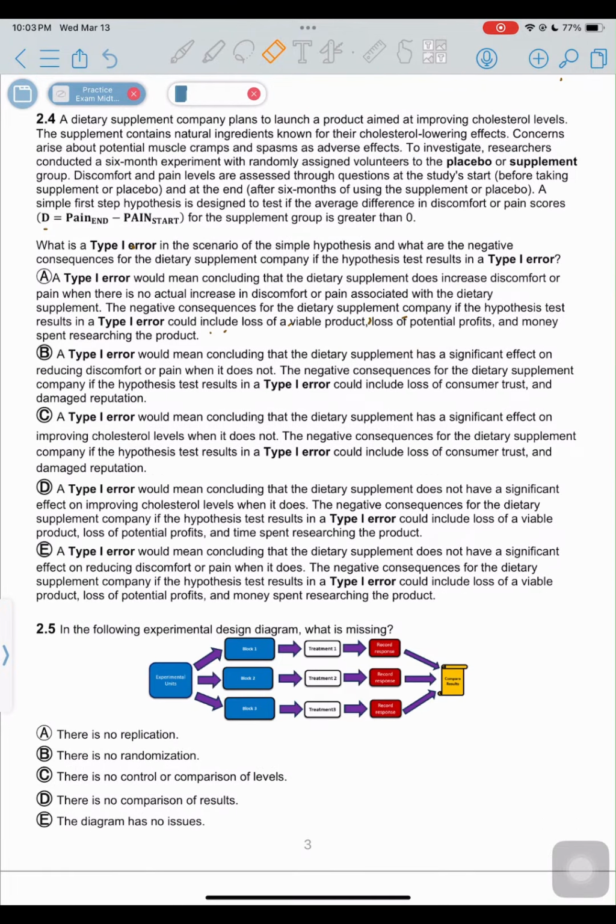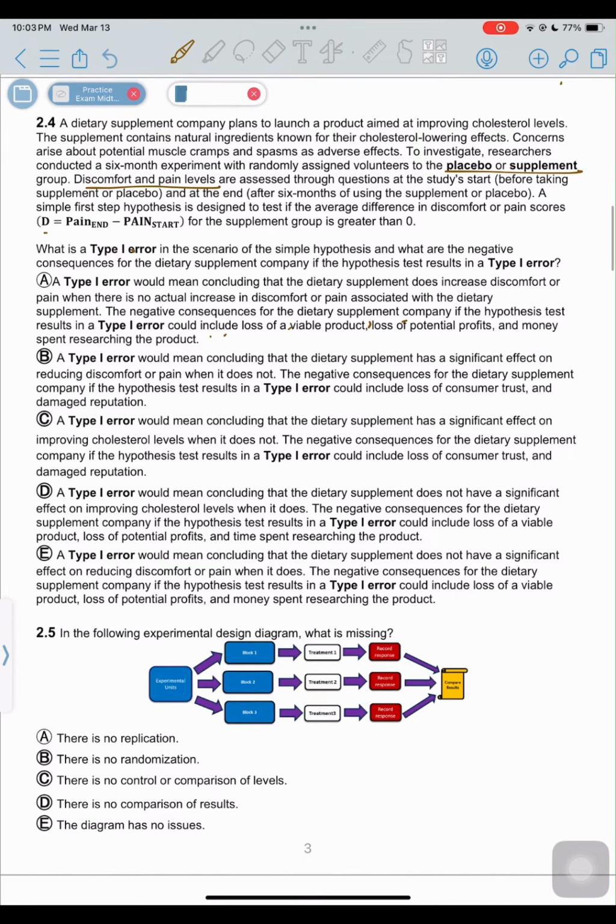This question asks, to investigate, researchers conducted a 6-month experiment with randomly assigned volunteers to a placebo or supplement. Discomfort and pain levels are assessed, and D value is the average difference in discomfort and pain values for the supplement group, which is greater than 0. So that is the alternative. So HA is D value is greater than 0, right? So then H0 is D is less than 0. Okay, that is important to note because the type 1 error is basically a false positive. So even though we rejected the null hypothesis, it is actually true in the population.